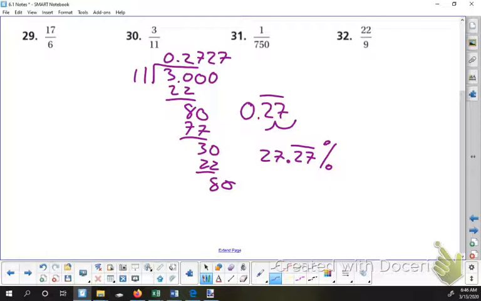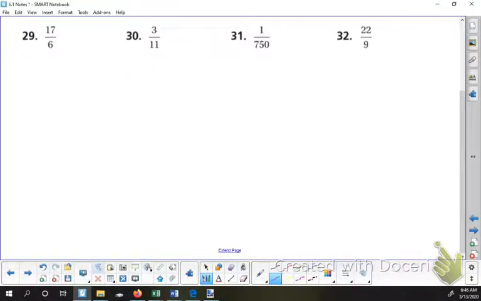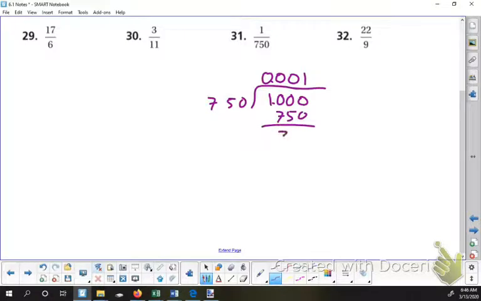Let's take a look at 31. Because 31, that's a very small number. That's a very small number indeed. So let's do 1 divided by 750. 750 doesn't go into 1. It doesn't go into 10. So I put another 0. It doesn't go into 100. I put another 0. Oh, there's my decimal point. Forgot it. And so it does go into 1,000. So how many times it goes into 1,000 is 1. So 1 times 750. And I subtract that. That's 250. Add a 0.